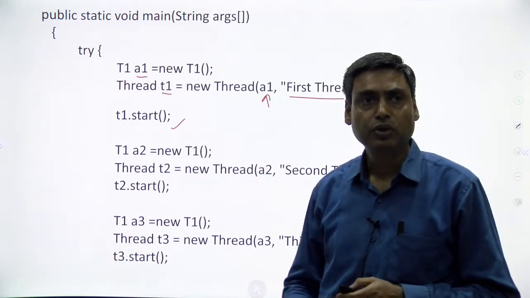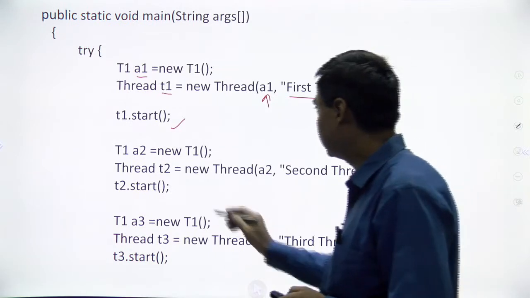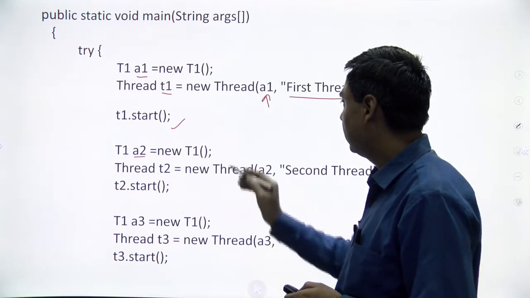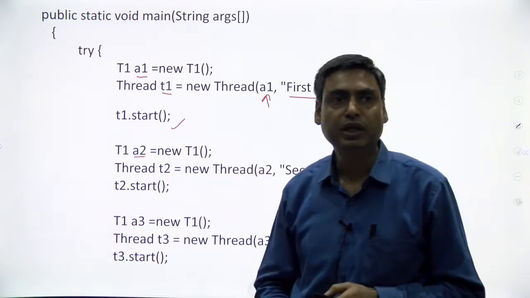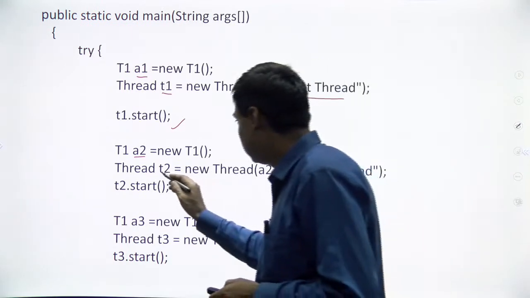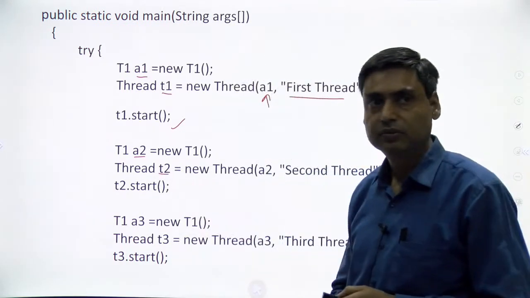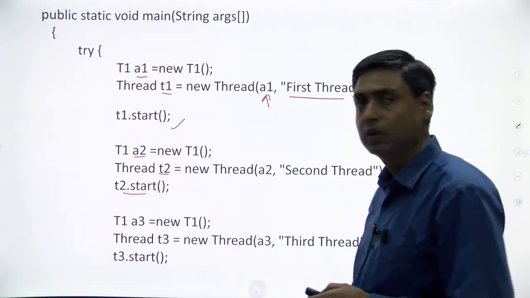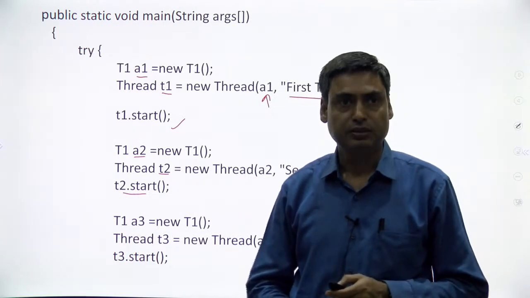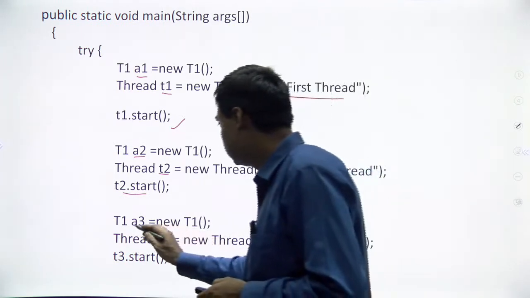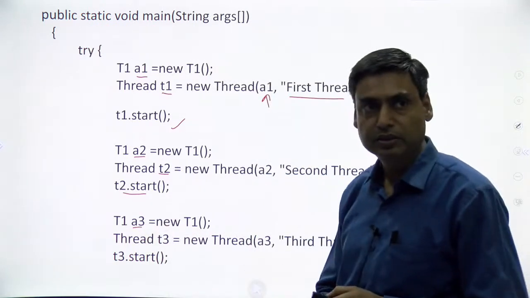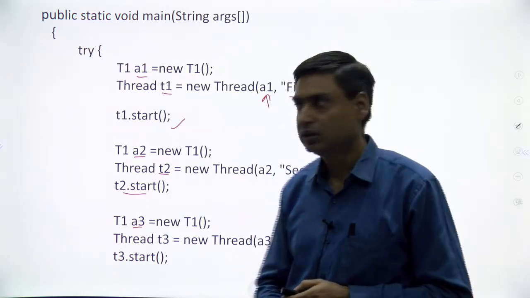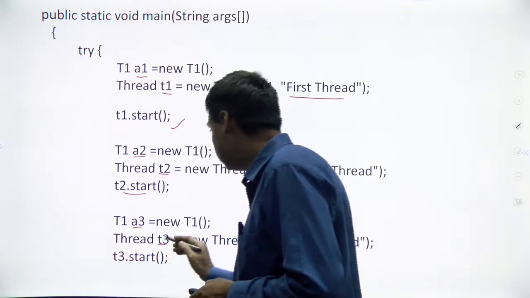Next, to create the second thread, again a second object A2 is created, that is A2 of type T1. Then we create the T2 object of type Thread. Then we have T2.start. Next, to create the third thread, we need to create the A3 object. Now to wrap this A3 object in a Thread class, we use Thread T3.